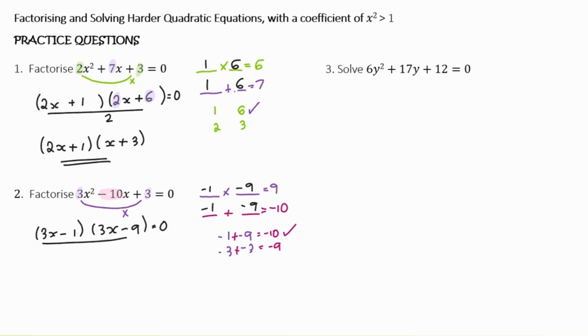And we have to divide one of these brackets by 3. The bracket in which both the terms are divisible by 3 is the second bracket because both 3 and 9 can be divided by 3. So we are going to keep the first bracket as 3x minus 1. And for the second bracket, we are going to divide 3x divided by 3, which gives us just x. And 9 divided by 3 gives us 3. So we will put minus 3. And this question also just asks us to factorize it. So this would be our final answer.